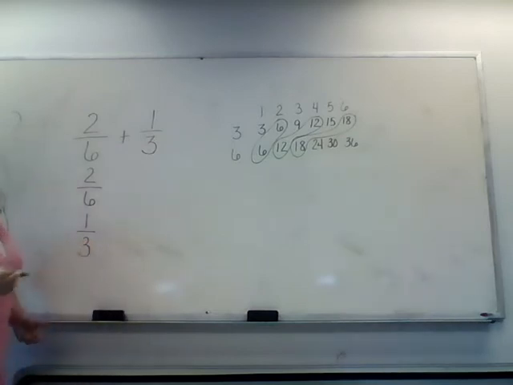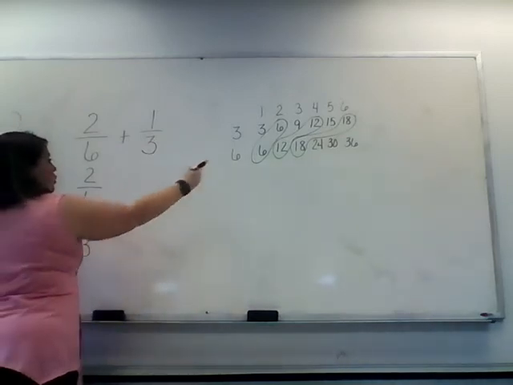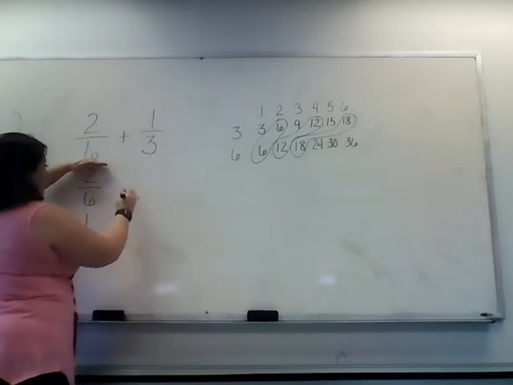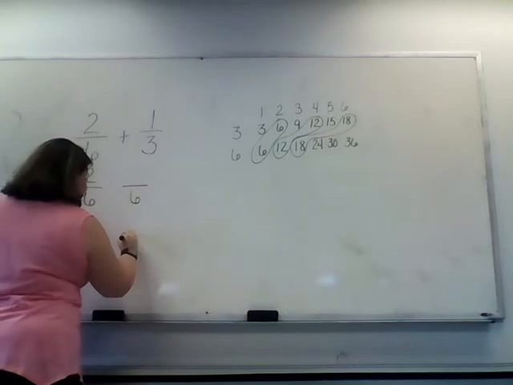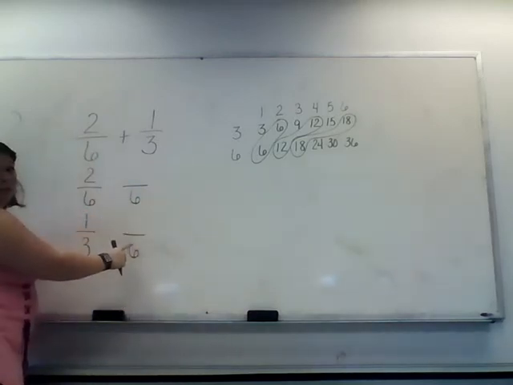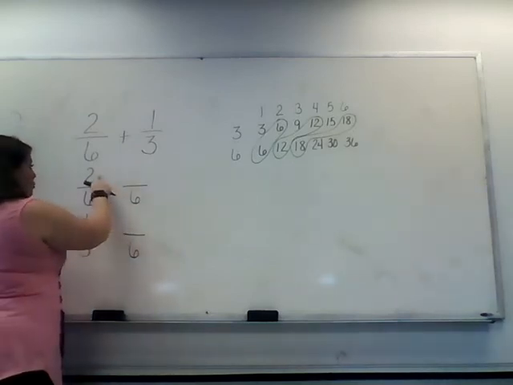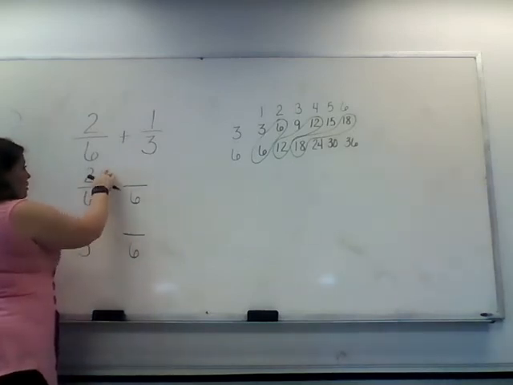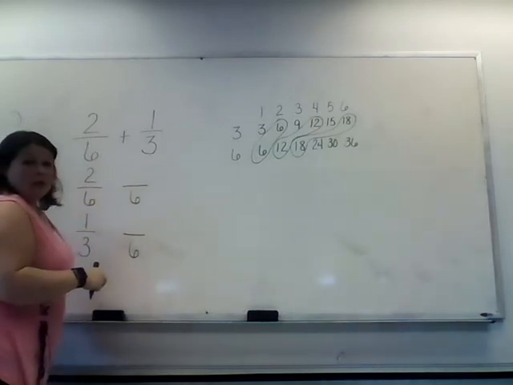I'm going to show you both ways. I'm going to show you vertically, and then I'll show you horizontally how to do this. So what we do when we write this vertically is we write our new denominator next to it, and now we have to figure out our new numerators, our new tops. So to get our new top number, we have to do to the top whatever we did to the bottom to get the new denominator.